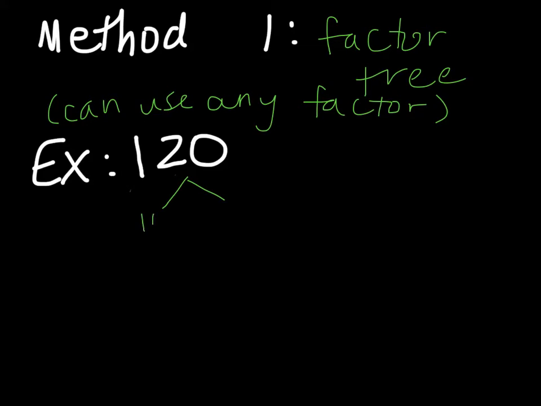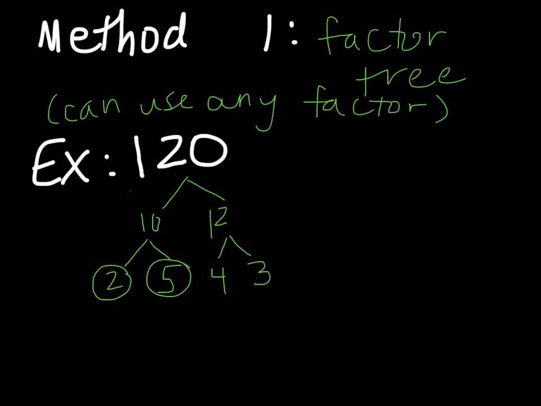So for me, the first thing that comes to mind is 10 times 12. And then I'm going to say, okay, the number 10, is it prime? No. 10 is 2 times 5. And then I'm going to say, is the number 2 prime? It is, so I'm going to circle it. Is the number 5 prime? It is, so I'm going to circle it. 12 comes from 4 times 3. You could have done 6 times 2. Okay, the only factor we don't want to use is 1 because it doesn't help us.